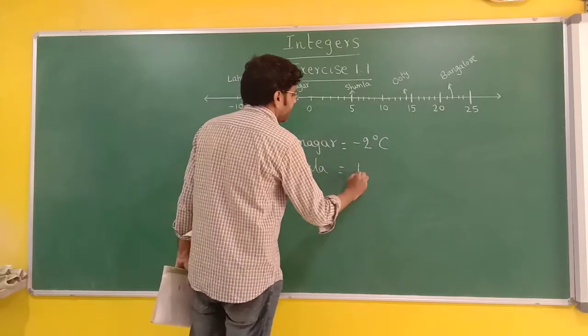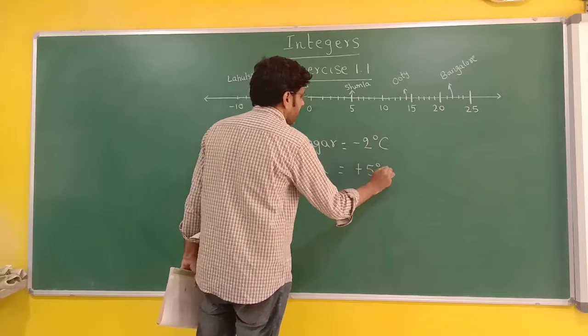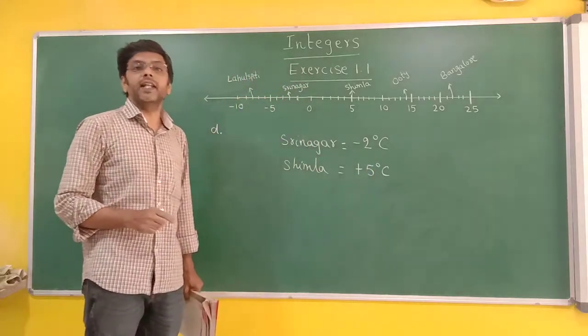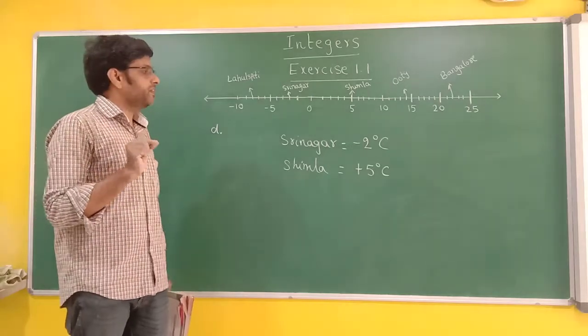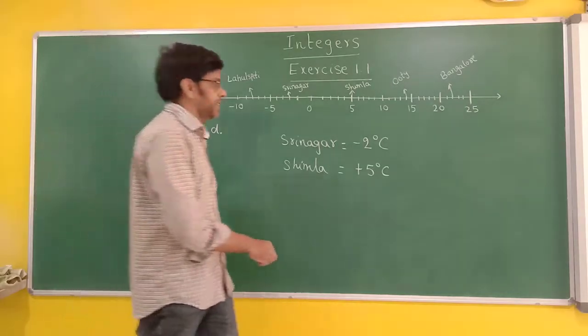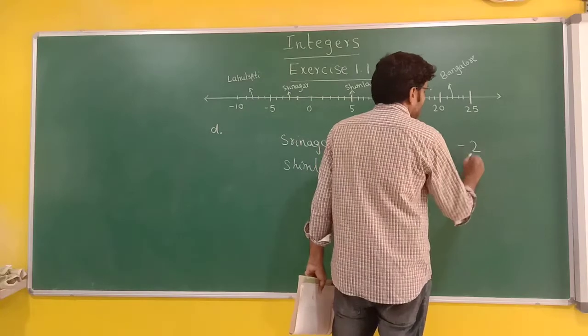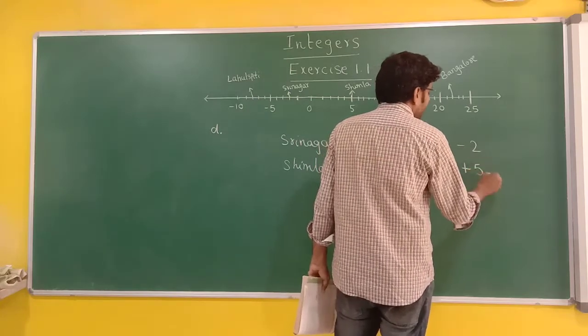Shimla temperature is plus 5 degrees Celsius. They are asking to find the sum. They are using the word together. So, let me find the sum of these two cities. See, minus 2 plus 5. What is the sum?